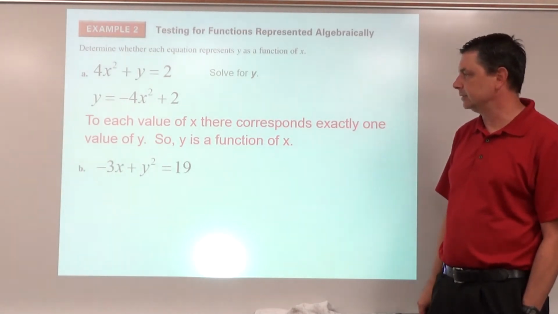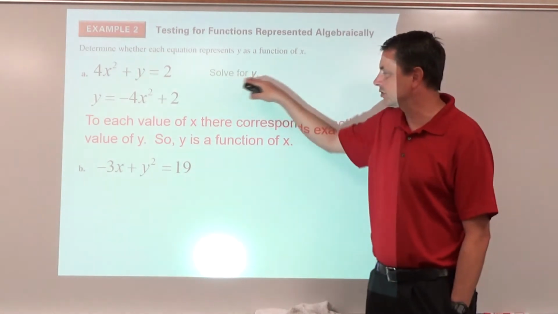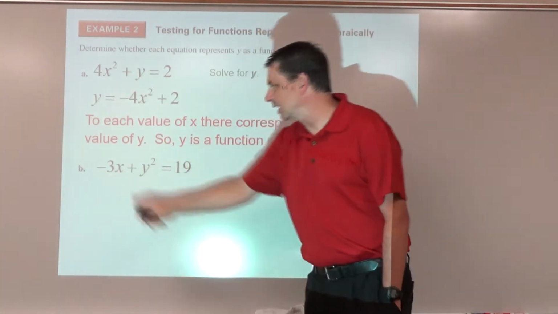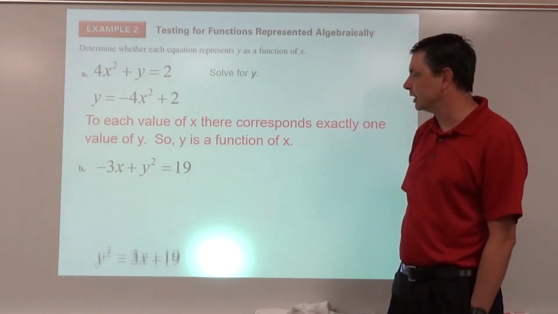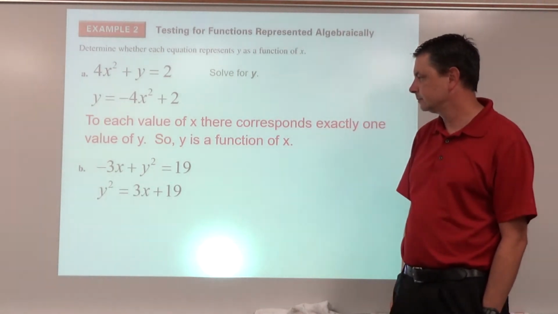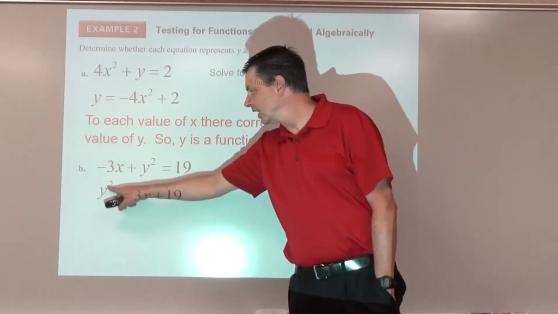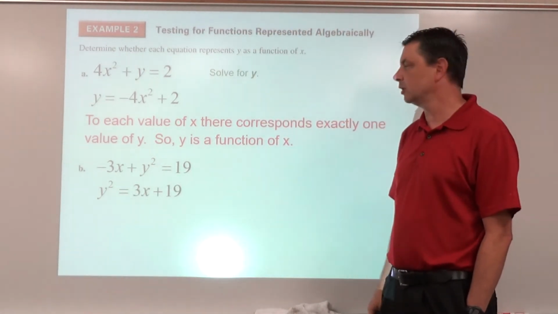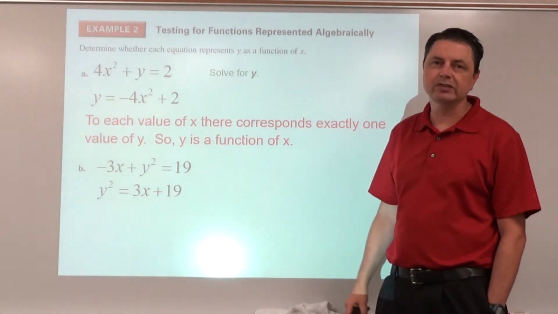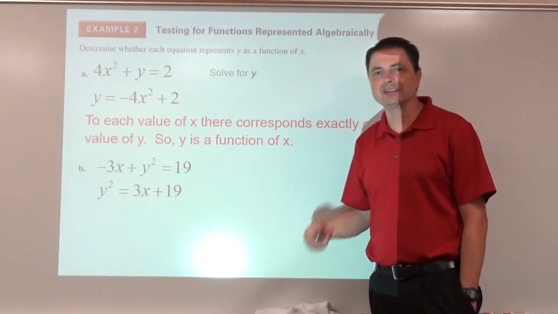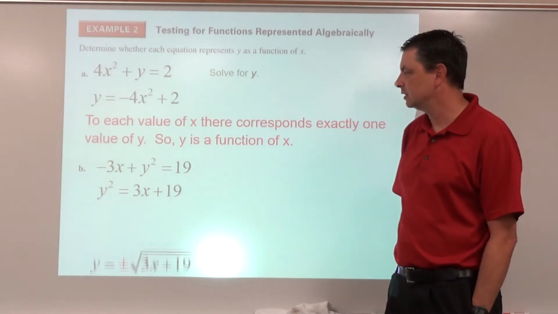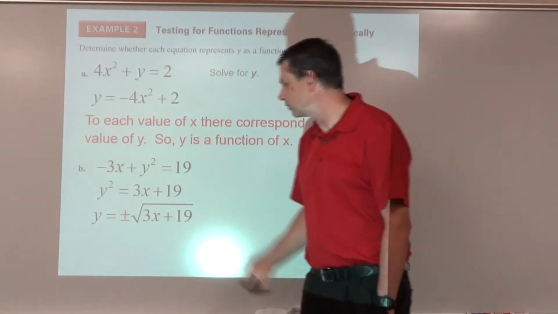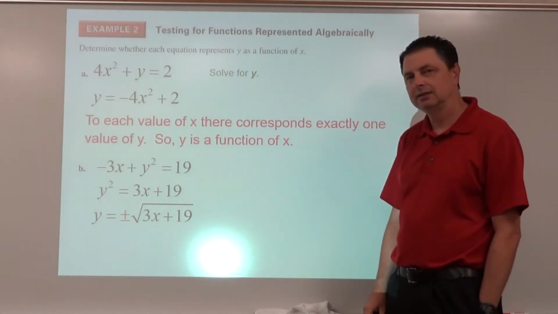All right, part B. Again, we're going to solve for y. So the first thing we have to do is get rid of the -3x, so we're going to add 3x to both sides. We're going to have to undo the squaring, which means square root, but we do have to remember that when we square root both sides of an equation, we're going to get a positive and a negative response. So we would get y equals plus or minus the square root of 3x plus 19.